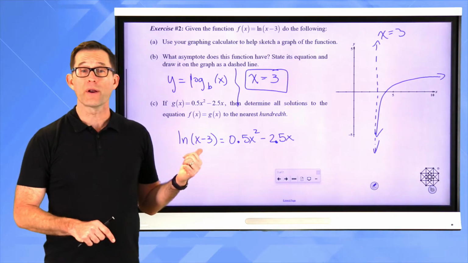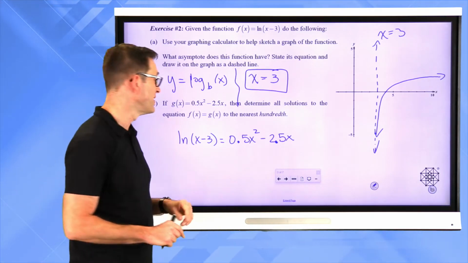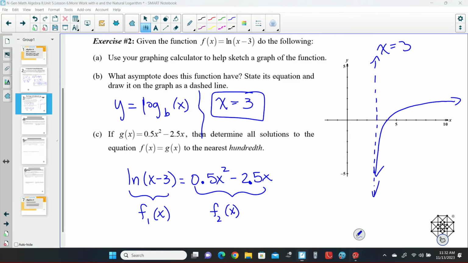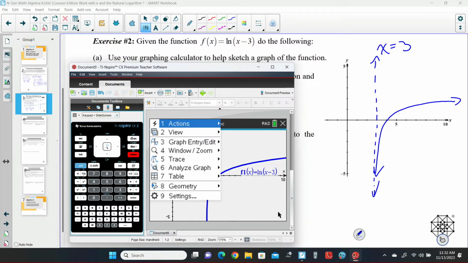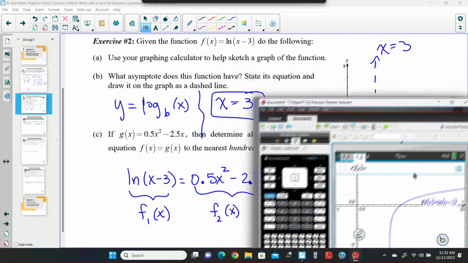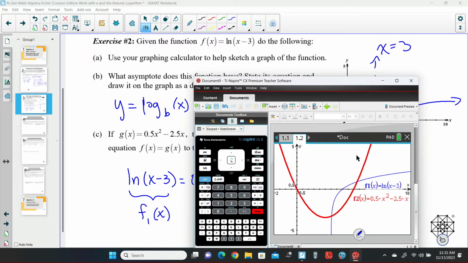All right, well, we want to graph both sides of the equation and find their intersections. Luckily, we've already got the left-hand side graphed, right? So this one I put in f1 of x. This one I'll put into f2 of x. So let's do that. All right, menu, graph entry edit, function, f2 of x. That's going to be 0.5x squared minus 2.5x. We hit enter. Beautiful, right?